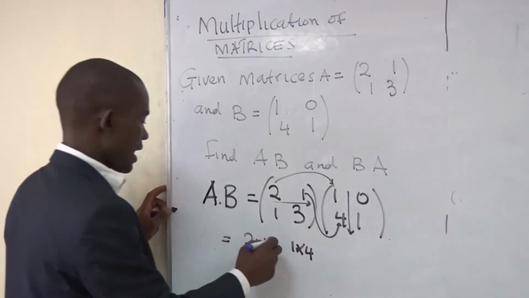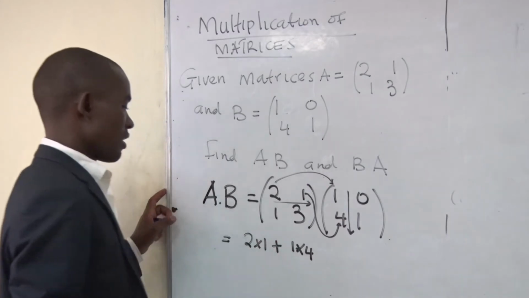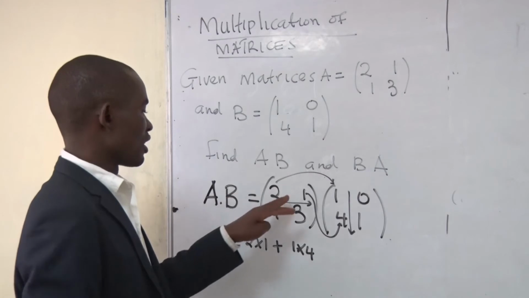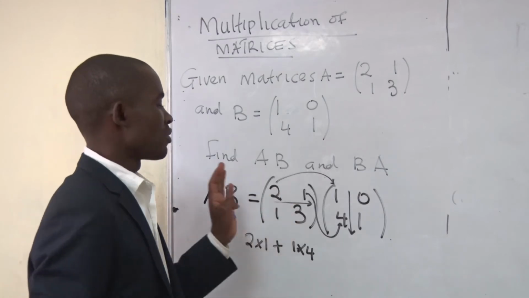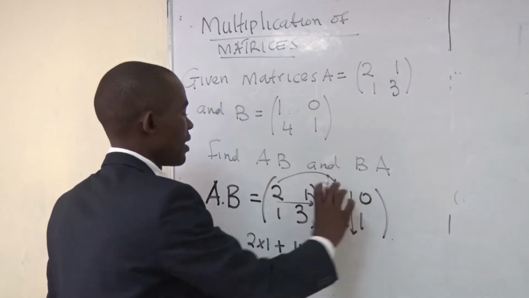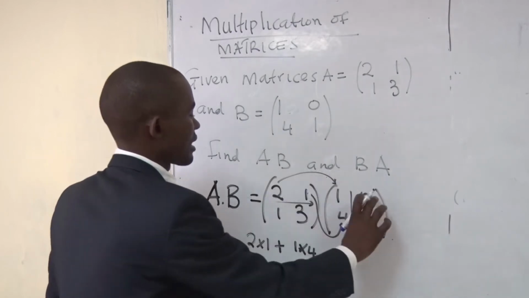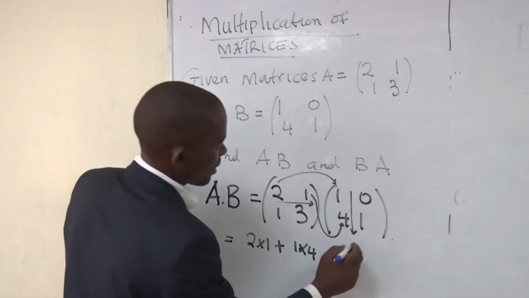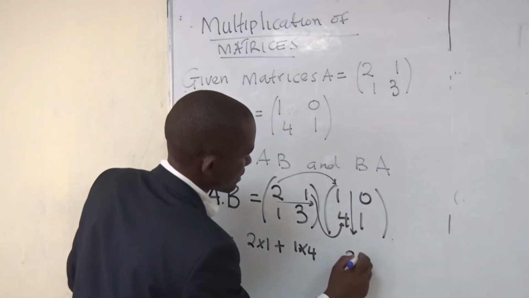Once I'm done with that, I can skip some space. Remember I said I'm using row 1, multiplying it with all the columns. So the first row has multiplied the first column. I will now use the first row on the second column. So I'll skip some space and move to the next one. I will be having 2 times 0.